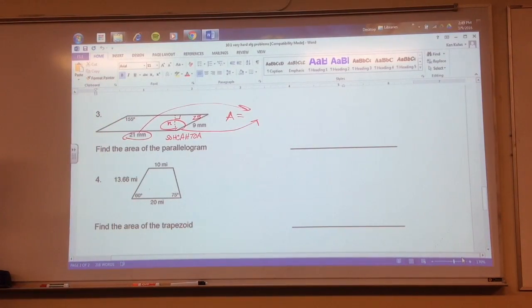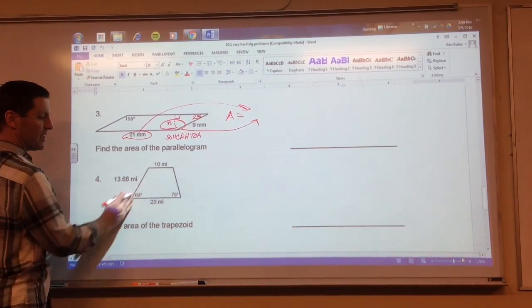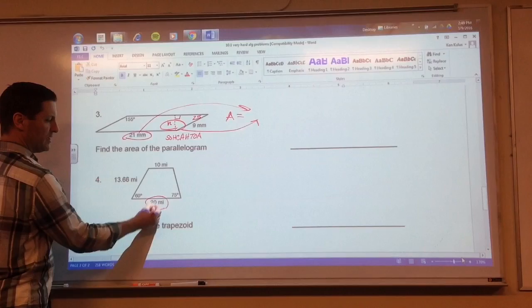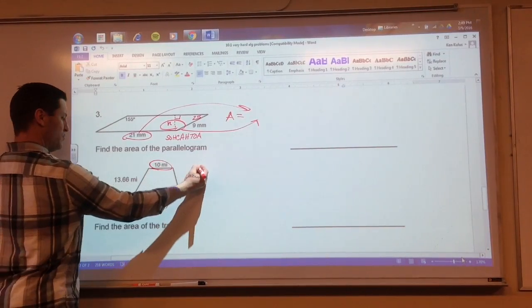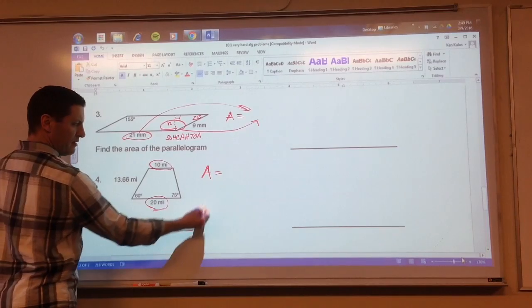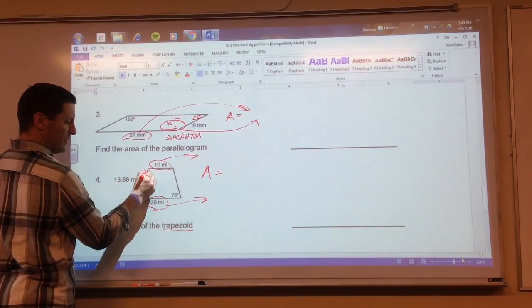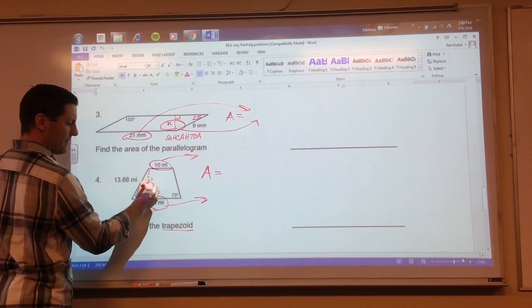Okay, problem 4, another find the area problem. And I notice I have no height given again. I do have base 1 and I have base 2. You should go to your notes right now and find the area of a trapezoid formula and write it down. You're going to plug these numbers in, and you're also going to plug in the height.